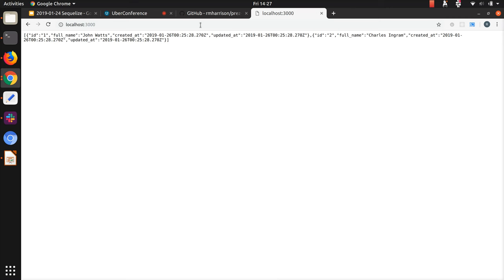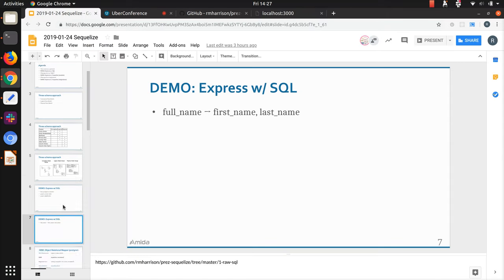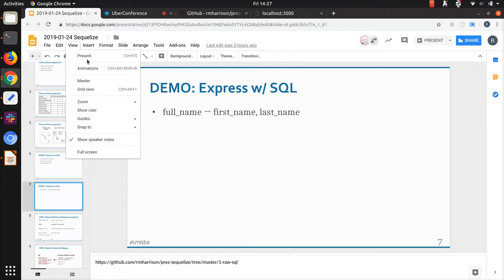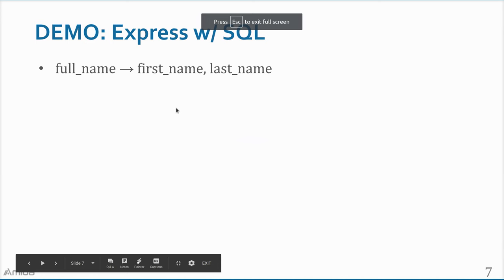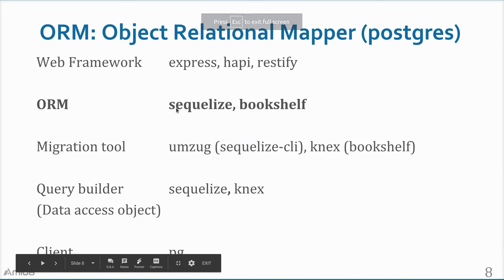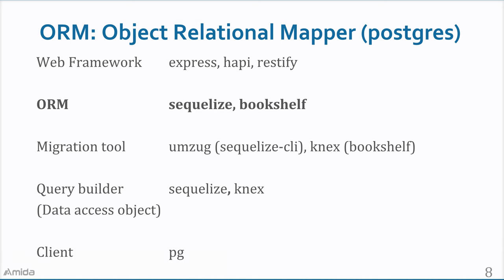That's kind of like why SQL. Exactly. These two problems that I just showed you are exactly why Sequelize exists. It exists to help you with your SQL in something called a model, and also with your migrations.